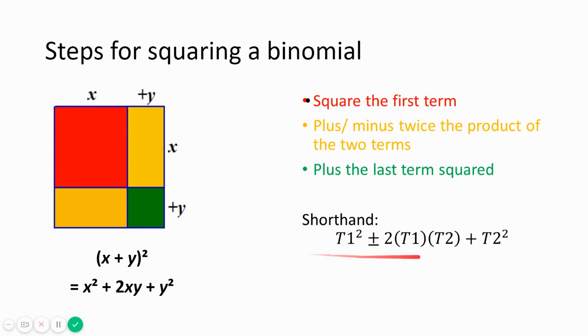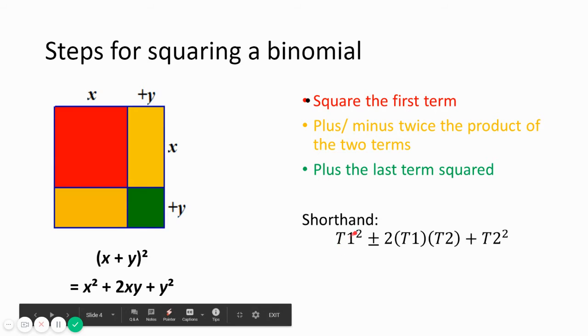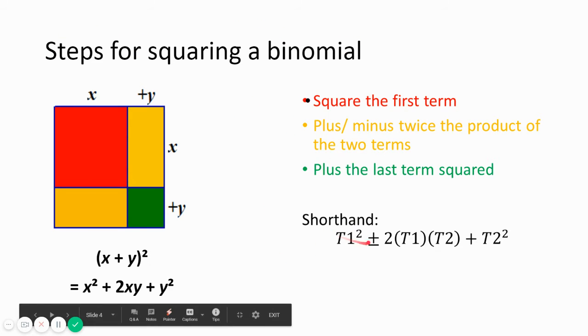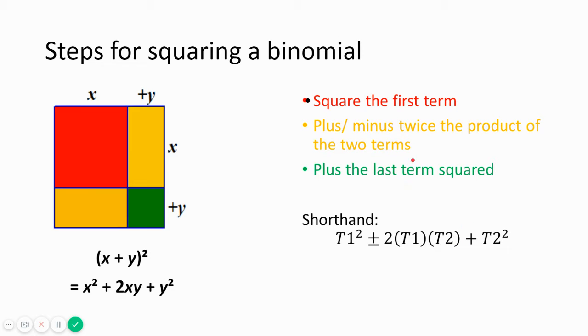We can write that in shorthand using this. Term 1 squared plus or minus twice the product of the two terms plus the last term squared. It's a saying you need to learn off by heart. If I wake you at 2 o'clock in the morning, I want you to say, how do you square a binomial? First term squared plus or minus twice the product of the two terms plus the last term squared.